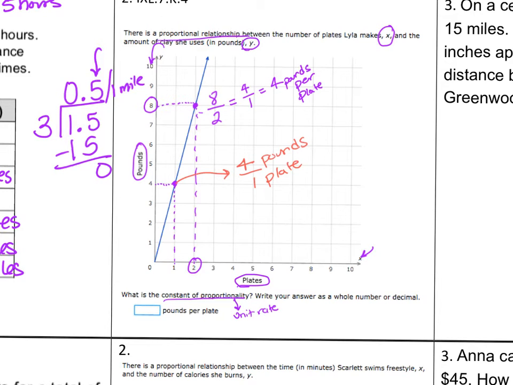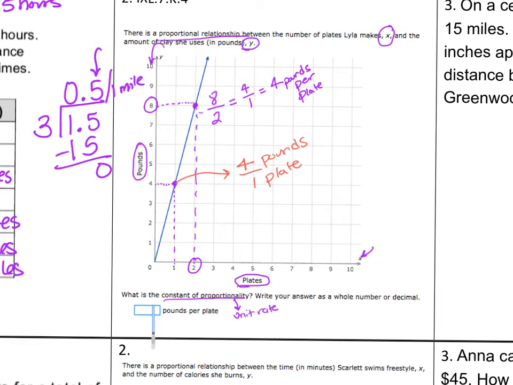And unit rate is like the price for one, or how many pounds in this case is in 1 plate. And if you look at our first diagram, I'm going to point to it right here with my lightsaber. It takes 4 pounds for 1 plate. So how many pounds per plate?